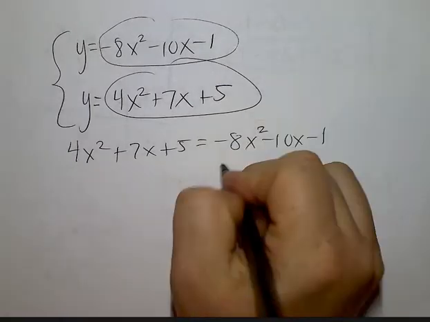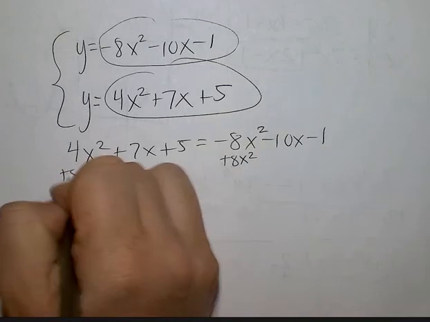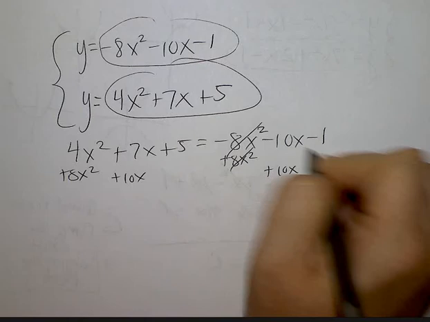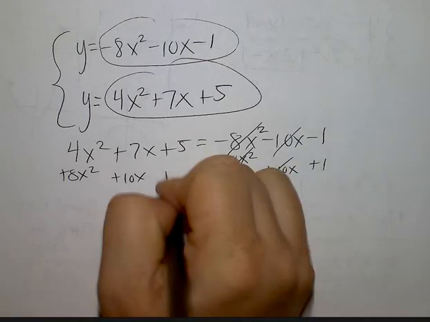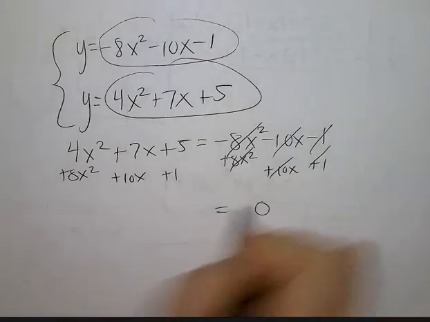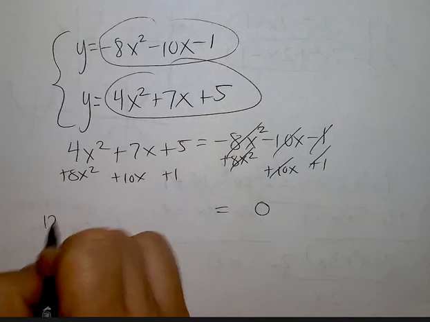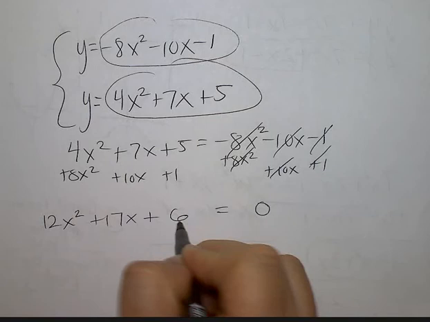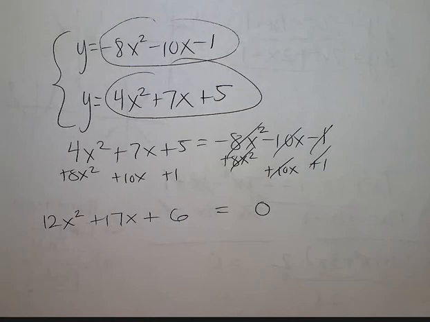So I'll go ahead and do each one of these steps. Nothing remains now on the right-hand side. 12x squared plus 17x plus 6. Okay, we need to solve this.